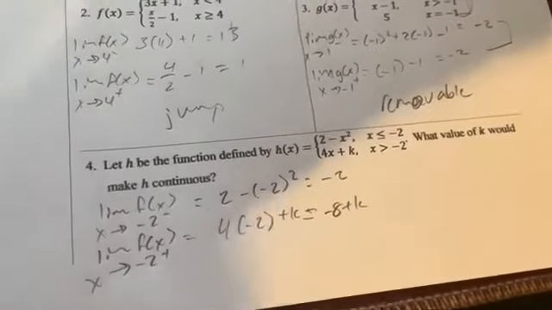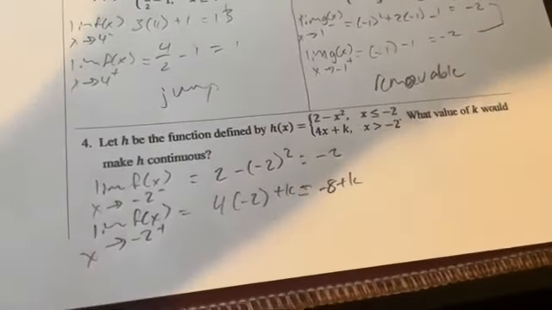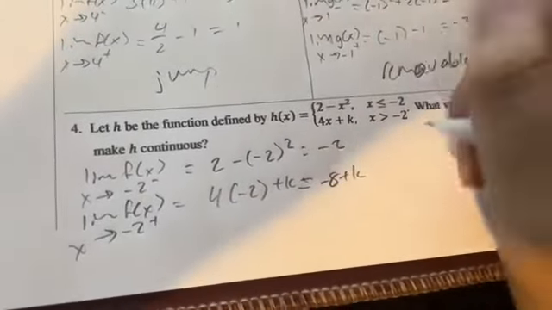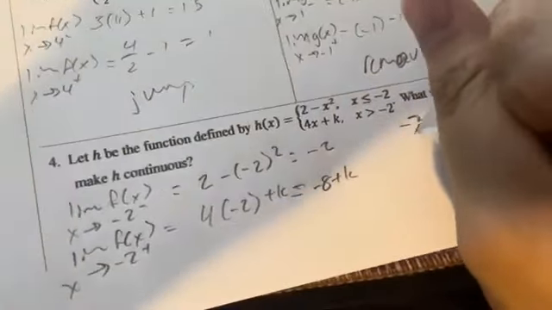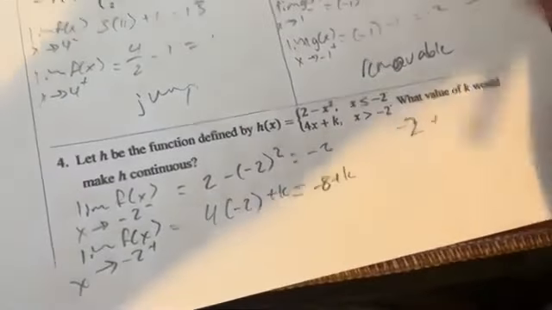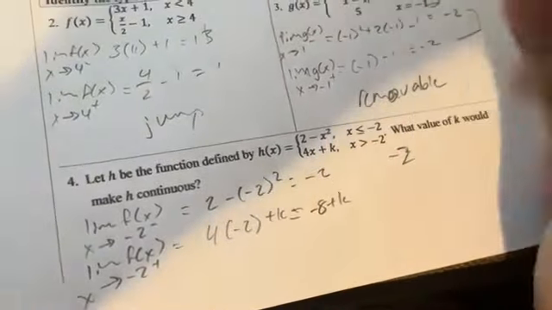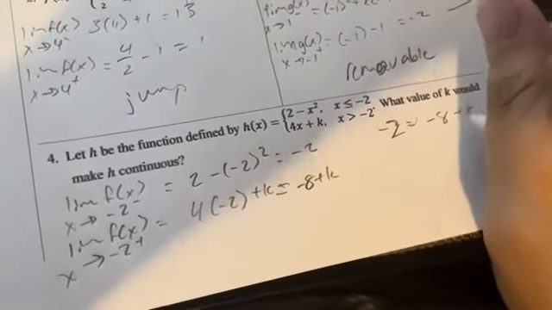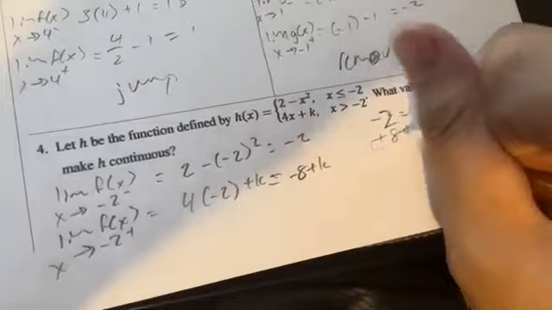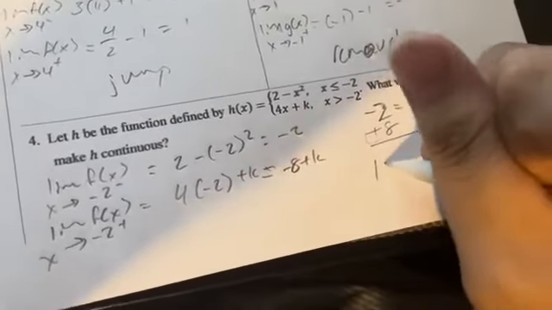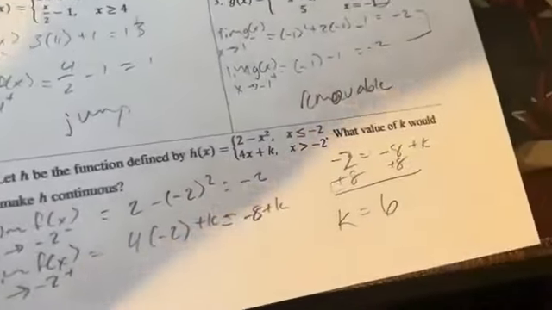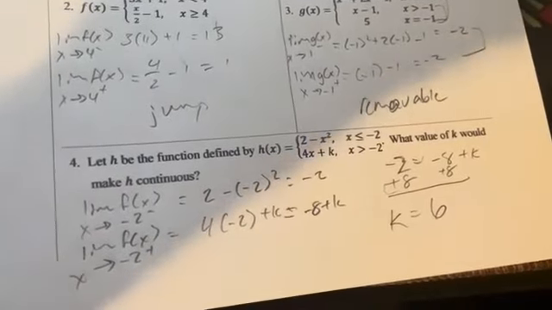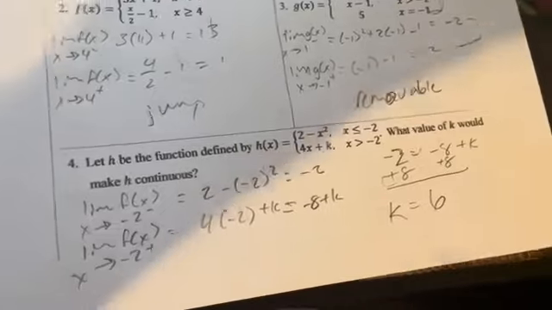Now to find what value of k would make h continuous, we need to find what value of k it is. So we make these two equal to each other. So -2 equals -8 plus k. We do plus 8 on both sides. k equals 6. So the value of k equals 6 makes h continuous.